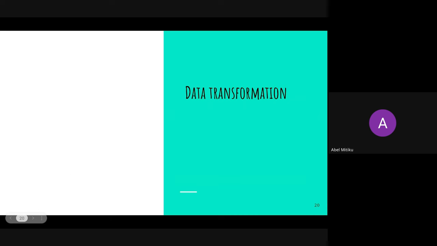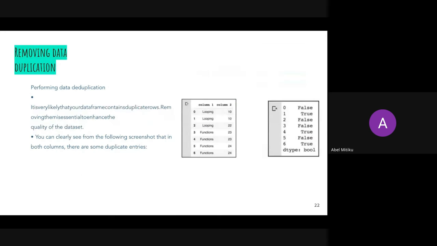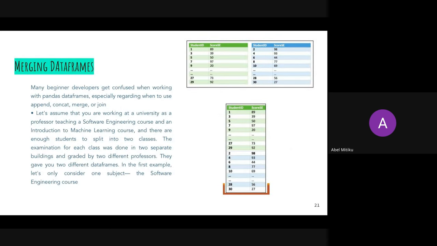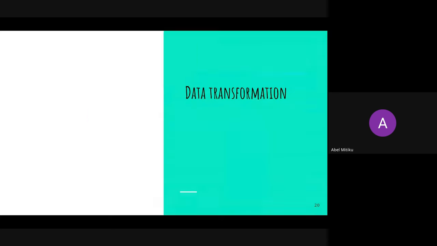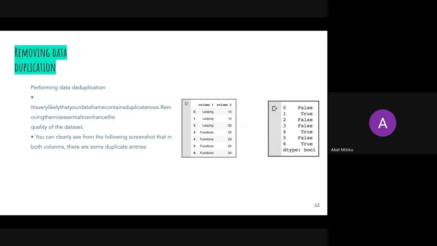The main and final thing is data transformation. How can we transform data so that we can get the end result? We can mention two main points here, which are merging data frames and removing data duplications. When we come to handling missing data, merging data frames or removing data duplications, we have to perform these so that biases do not affect the outputs or the end results that we show to the intended audience.